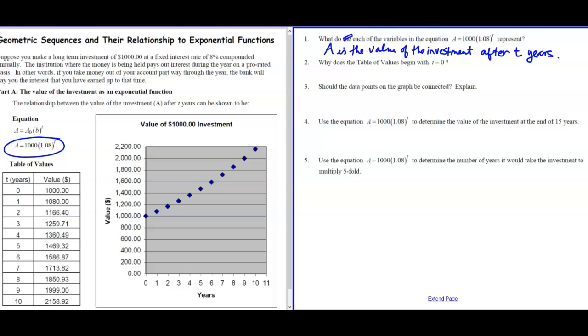Why does the table of values begin with t equals 0? At time 0, you're investing $1,000. That's the initial value. Whenever we did exponential applications, we always had t equals 0 being our initial value. So, why does the table of values begin with t equals 0? In order to show the initial value.